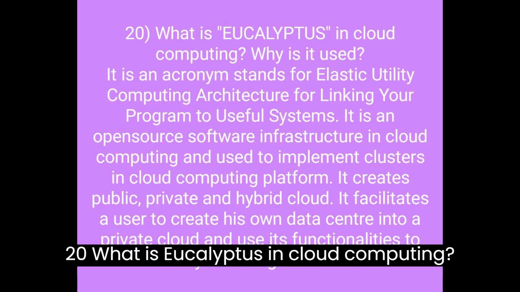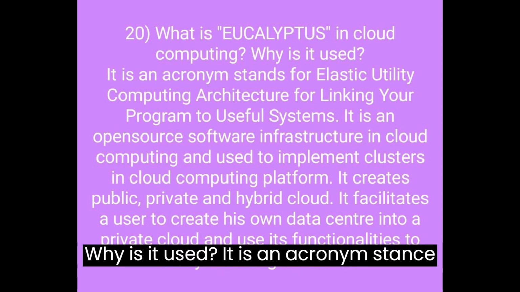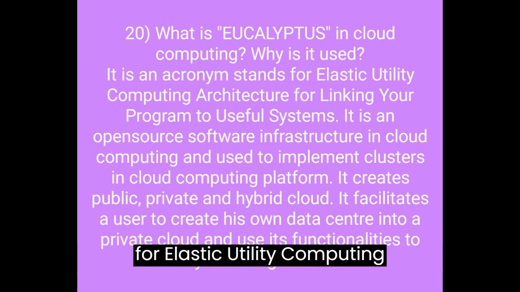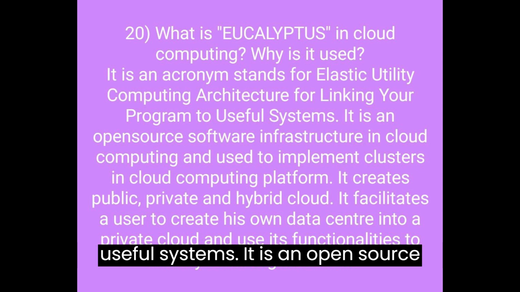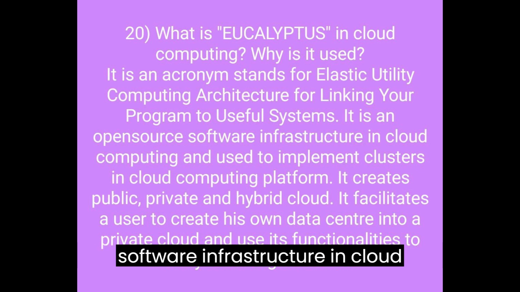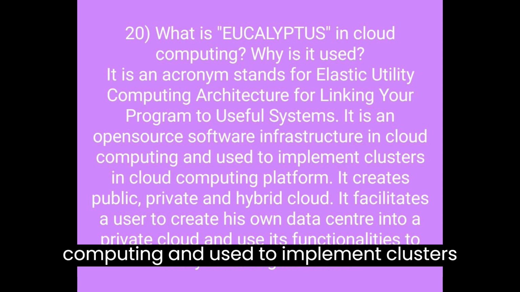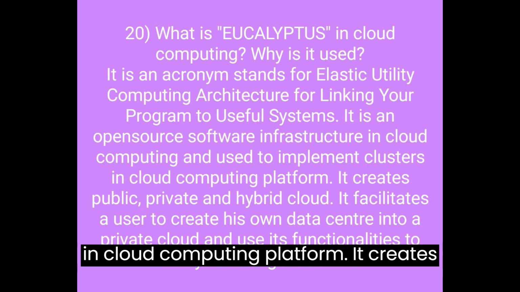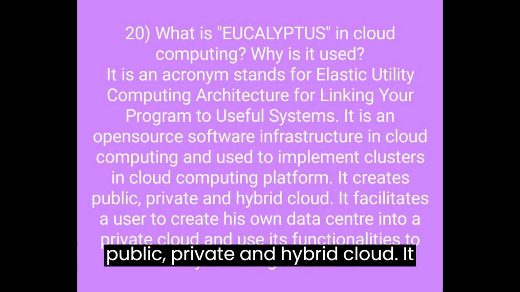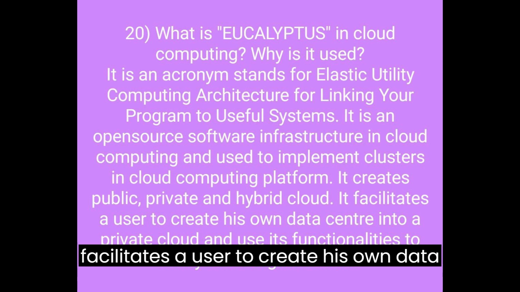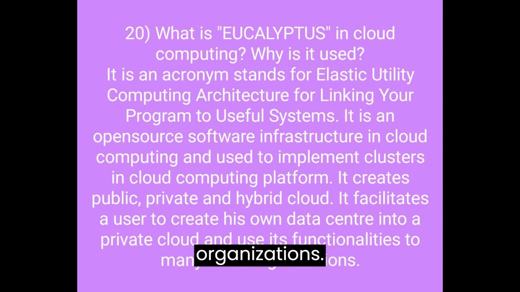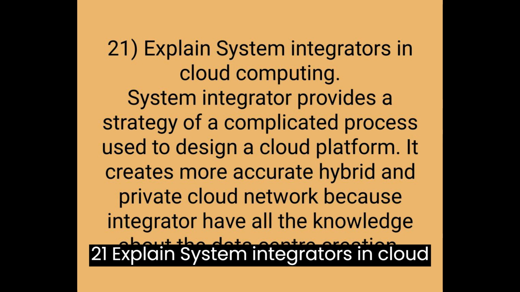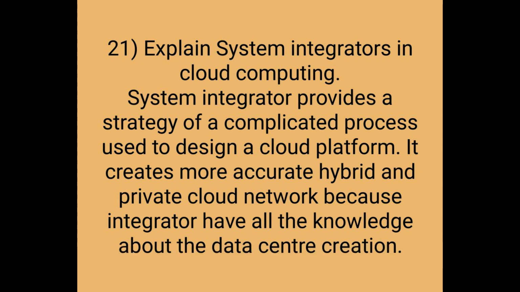20. What is Eucalyptus in cloud computing? Why is it used? It is an acronym that stands for Elastic Utility Computing Architecture for Linking Your Programs to Useful Systems. It is an open-source software infrastructure in cloud computing and is used to implement clusters in a cloud computing platform. It creates public, private and hybrid clouds. It facilitates a user to create his own data center as a private cloud and use its functionalities for many other organizations.